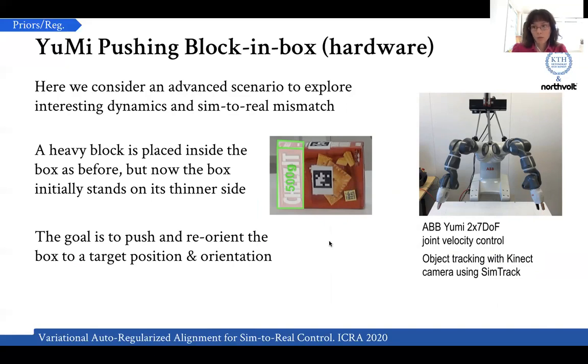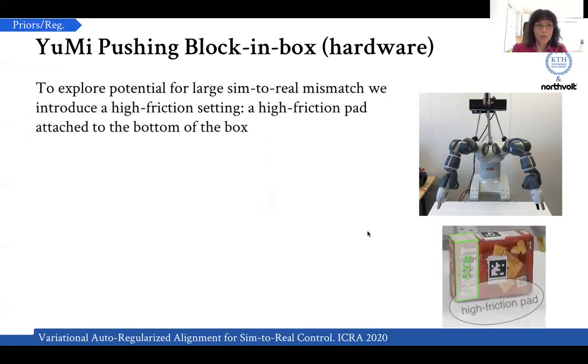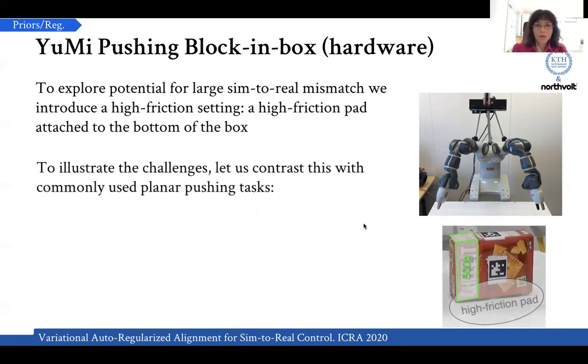Those would be the simulator parameters, and the overall task would be to reorient the box to the desired position on the table. We set up the task in order to explore the potential for a large sim-to-real mismatch and how this algorithm that we're proposing can help us with it.